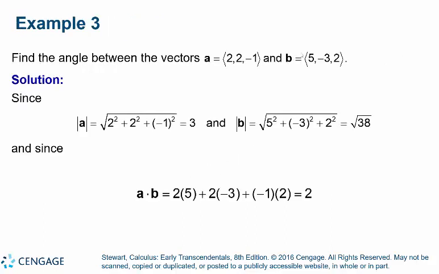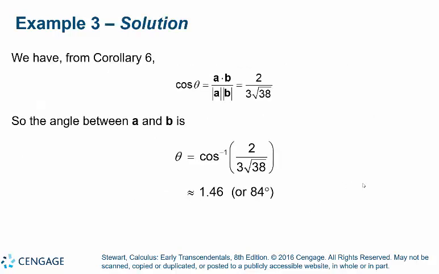Now we just need to find the dot product here for the numerator part of this. And so this would be 2 times 5 plus 2 times -3 plus -1 times 2. And it looks like the dot product or the inner product here is just equal to 2. So then what we see here is cosine of theta is equal to the dot product of A and B divided by the magnitudes of A times B, which ends up just being 2 divided by 3 square roots of 38. So here to get theta by itself, obviously we just take the inverse cosine of each side. And if you were to plug this in your calculator, this would be roughly 1.46 radians or 84 degrees.